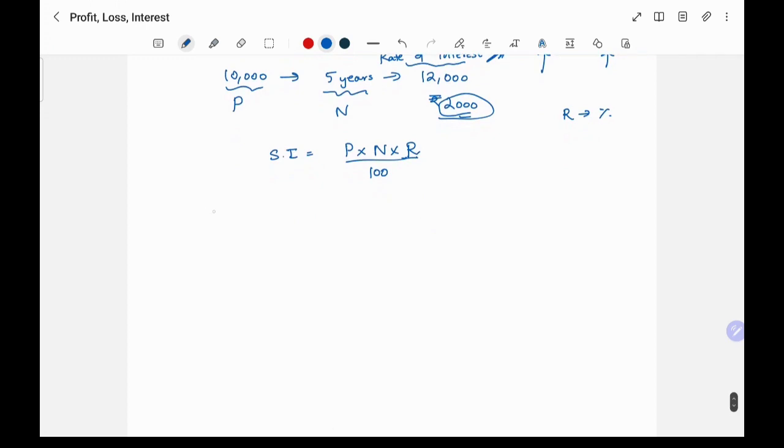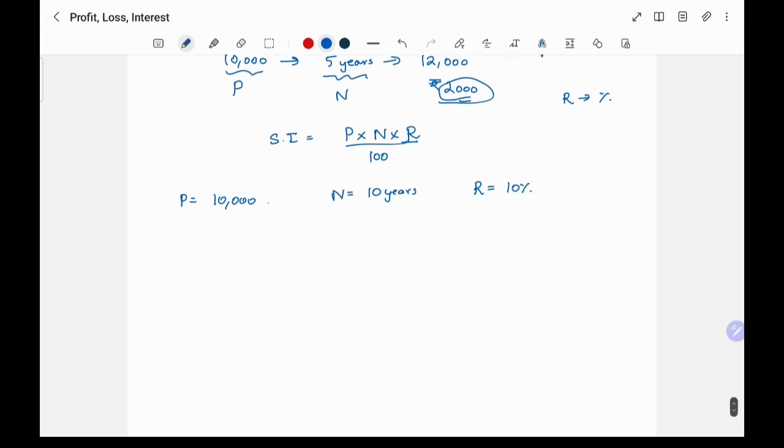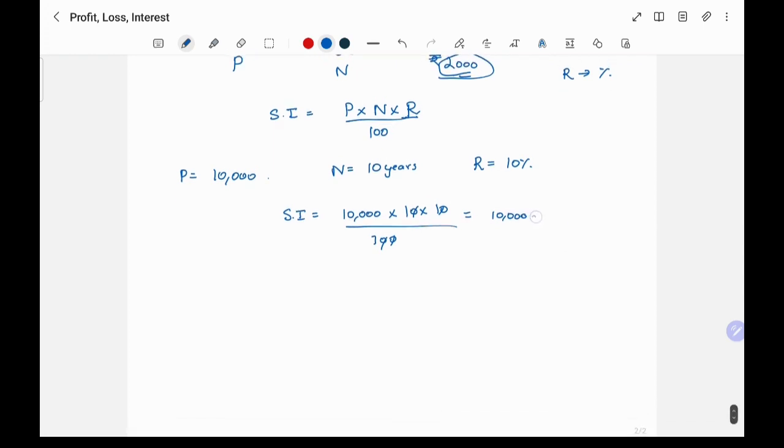I'll give you an example. Same 10,000 we invest, so P is 10,000. Number of years, we invested for 10 years at the rate of interest of 10%. So what will be the interest after 10 years? It will be 10,000 into 10 into 10 by 100. So I earn an interest of 10,000. This is just the interest.